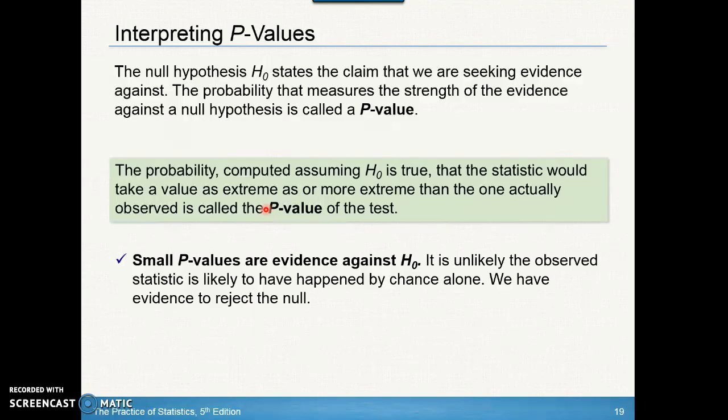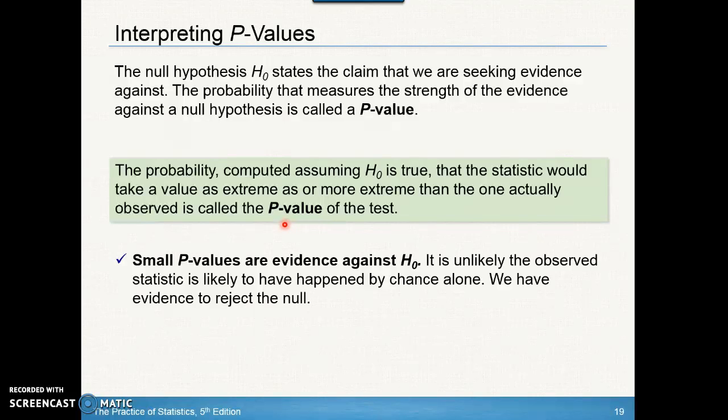Basically, all we're doing is finding a z-score. We're going to assume that the null is true. That's going to be kind of like the mean of our normal curve. We're going to find the z-score of our statistic, and that's going to tell us how far we are away from the null. Then the probability of that statistic or that z-value occurring is called the p-value of the test.